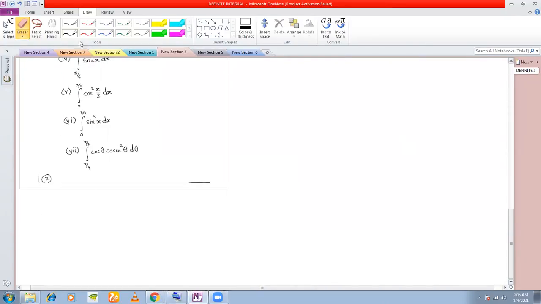Next one. Number 6. Evaluate this as an indefinite integral first. The question is integral 0 to pi by 2 of sine to the power of 4x dx.